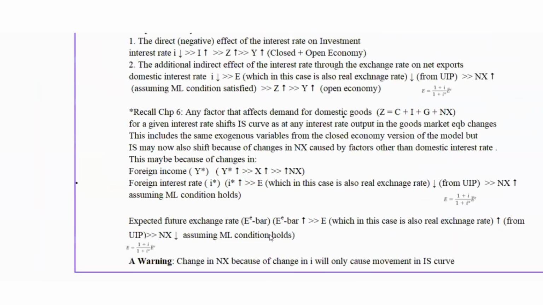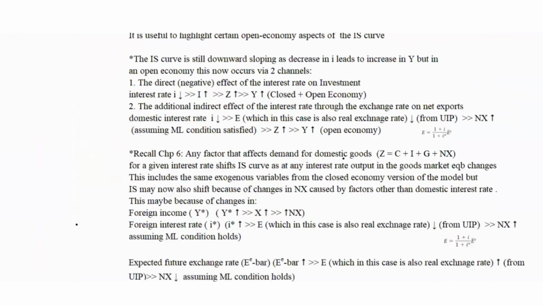And we know a change in net exports because of a change in domestic interest rate will only cause a movement along the IS curve. So this is similar to how, when we discussed investment changing due to changes in interest rate, it's only a movement. If investment changes due to other exogenous factors like changes in business confidence, that causes a shift. So it's important to keep in mind that in an open economy, the IS curve is still downward sloping, but now the effect of interest rate on output happens through two channels.